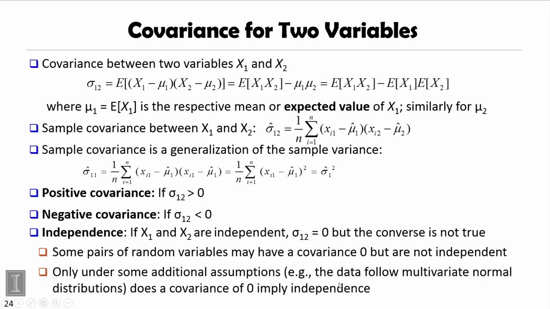For example, if the data follows multivariable normal distributions, in that case, the covariance of 0 implies independence.